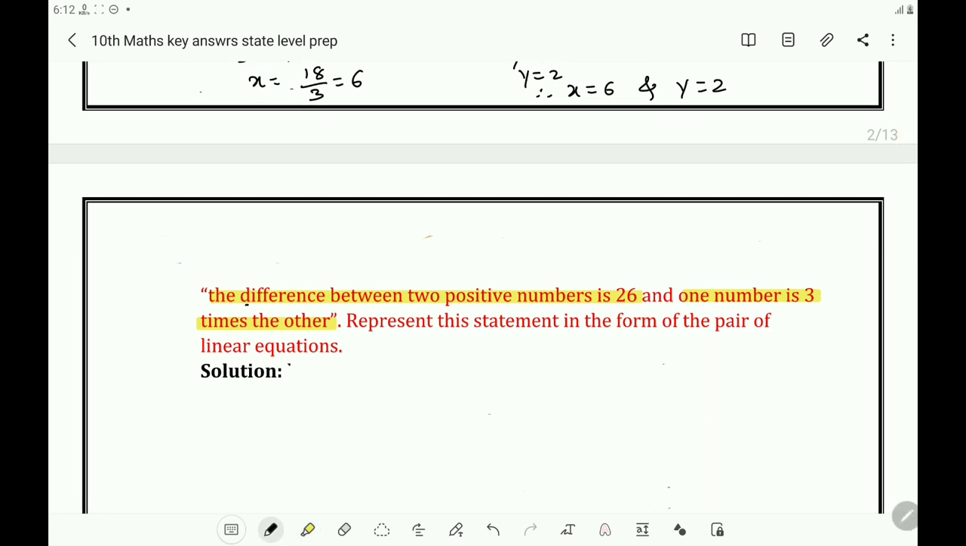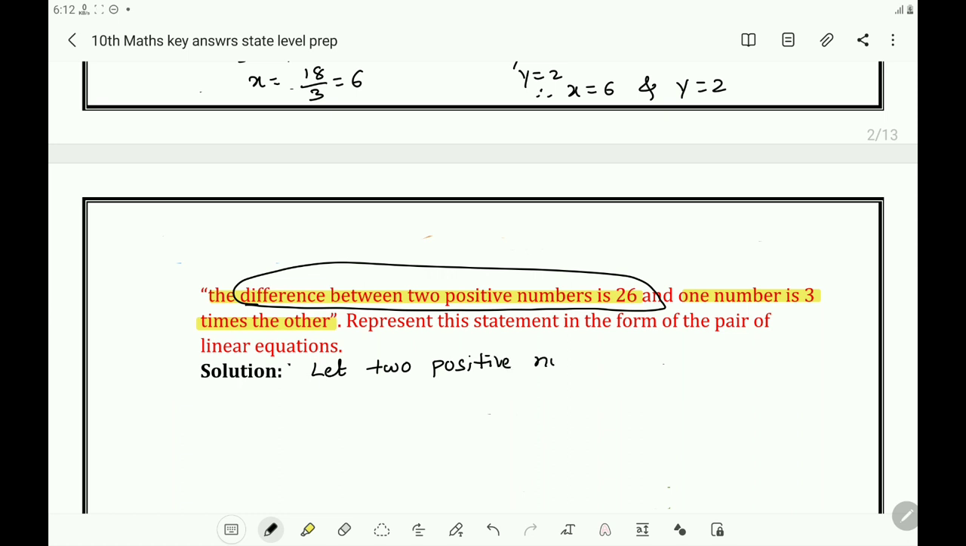So here, first one, the difference between two positive integers is 26. So let us consider the two positive numbers x and y. You can take x as greater, y as smaller. Then the difference between them becomes x minus y equals 26. And one number is 3 times the other. Here we have taken x as greater, so x is 3 times the other number y. One relation is okay.